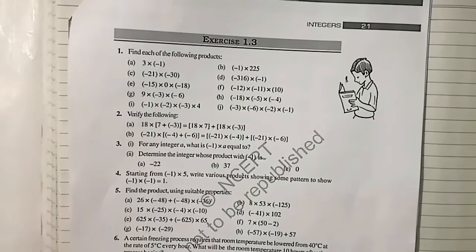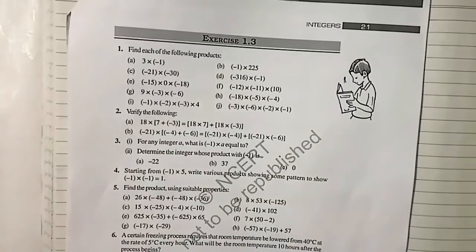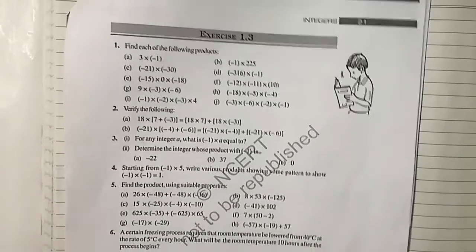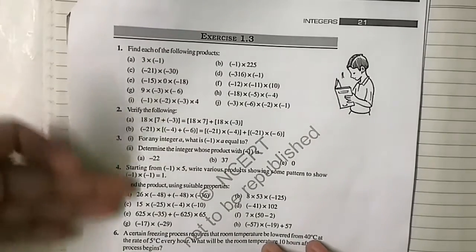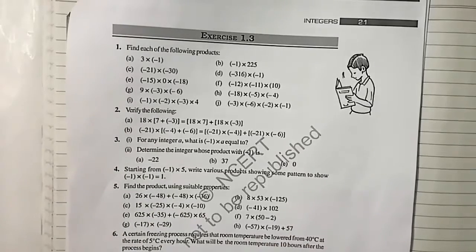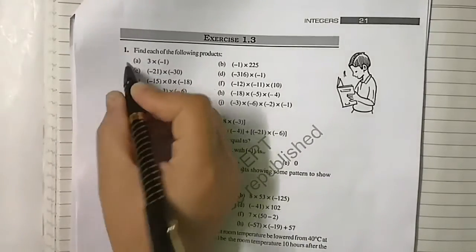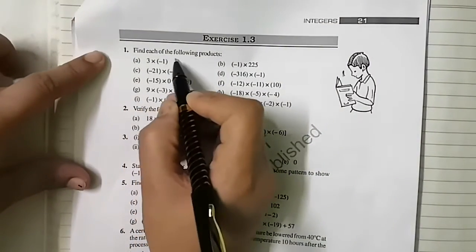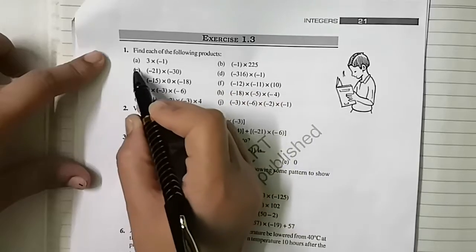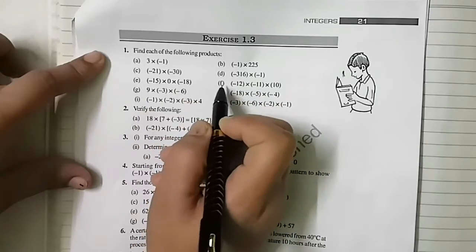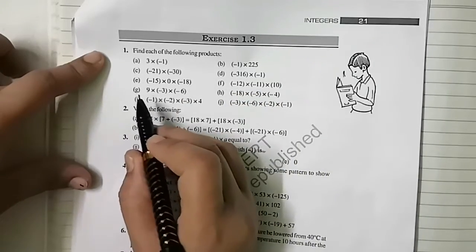In previous class we already studied about the properties of multiplication in integers. When we start this exercise we will use those properties. Okay, let's see. Question number 1 is given: find each of the following products. Some products are given here and you will have to find them.